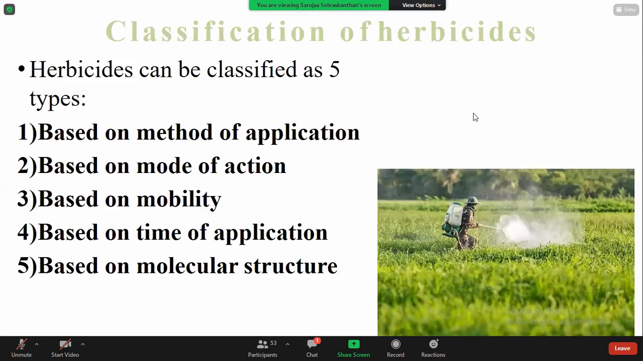Now we will see the classification based on the application. What methods are used for the application? Then the mode of action, then the mobility. Then the time of application, which time we are applying: vegetation stage, reproductive stage, harvesting stage or post-harvesting stage. And based on the molecular structure. They are divided into 5 classes. We will see them one by one.